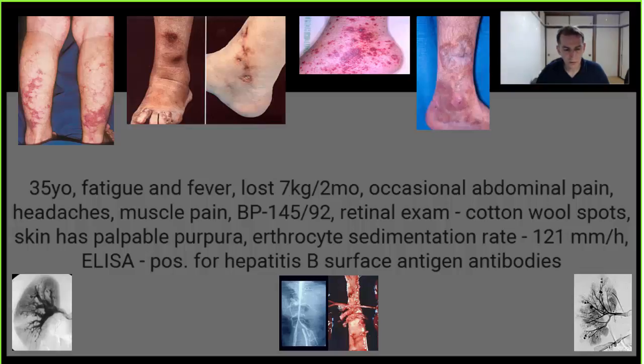Okay, so let's take a look at this next case, case 23 in the cardiovascular section of this book, First Aid Cases. A 35-year-old woman presents to her physician complaining of fatigue and fever.